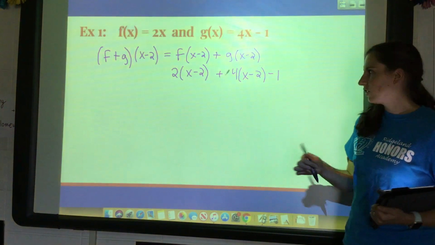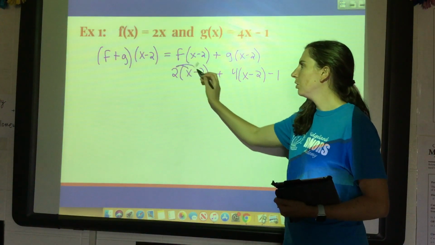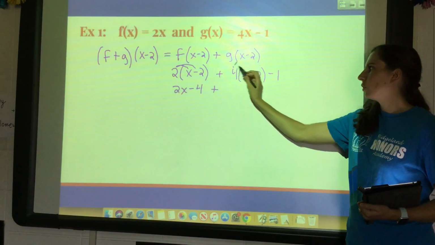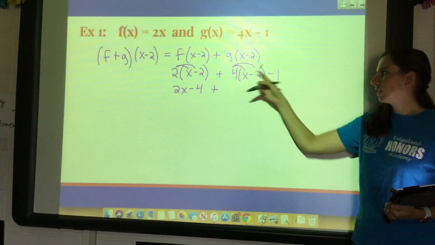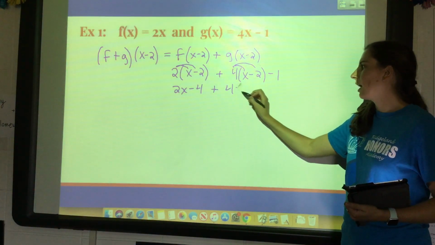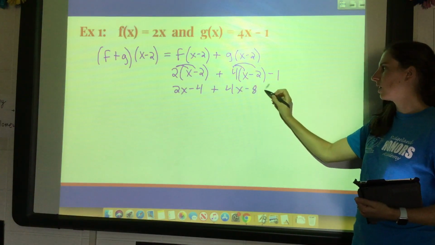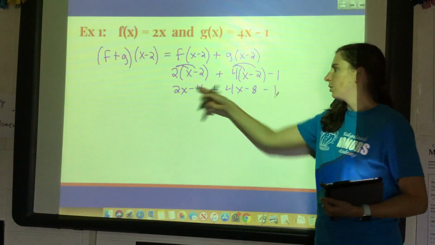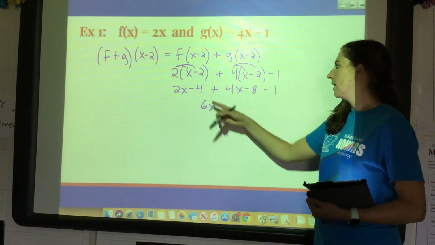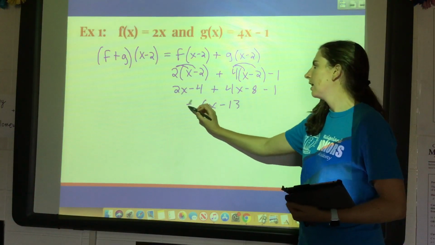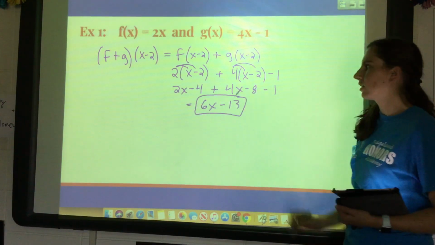Quite a bit of simplification that we need to do here. I'll distribute the 2, so 2x minus 4, and I'll distribute this 4. The 4 doesn't go here, it only goes to what's in parentheses. So 4x minus 8, and then minus 1. Now combine any like terms. 2 plus 4 is 6x. That's negative 12, negative 13. That's going to be my final answer on that one.